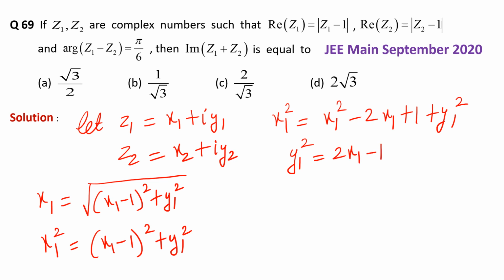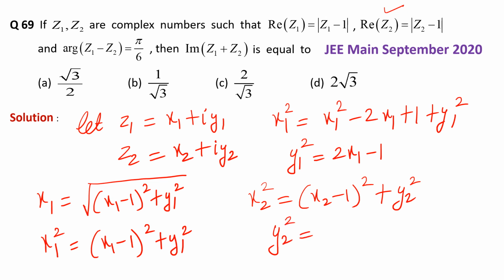Now similarly, when we use the second equation, we get x2 square equal to (x2 minus 1) whole square plus y2 square. Upon simplification, we get y2 square equal to 2x2 minus 1. I am calling this equation as equation number 1 and this equation as equation number 2. Now students, we move further.